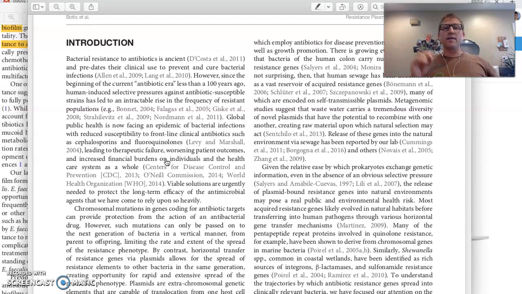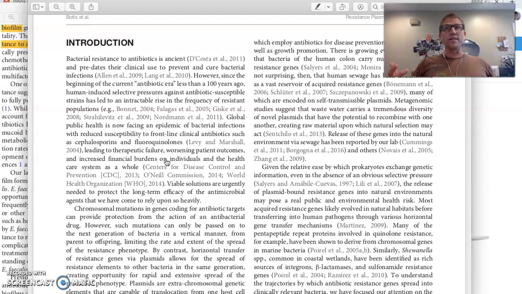However, since the beginning of the current antibiotic era less than 100 years ago, human-induced selective pressures against antibiotic-susceptible strains has led to an intractable rise. Here's the problem, right? Led to an intractable rise in the frequency of resistant populations that are on their way up. There's a need to study this, to understand this better. Global public health is now facing an epidemic of bacterial infections with reduced susceptibility to frontline clinical antibiotics like cephalosporins, fluoroquinolones, leading to therapeutic failure, worsening patient outcomes, increased financial burdens, etc.